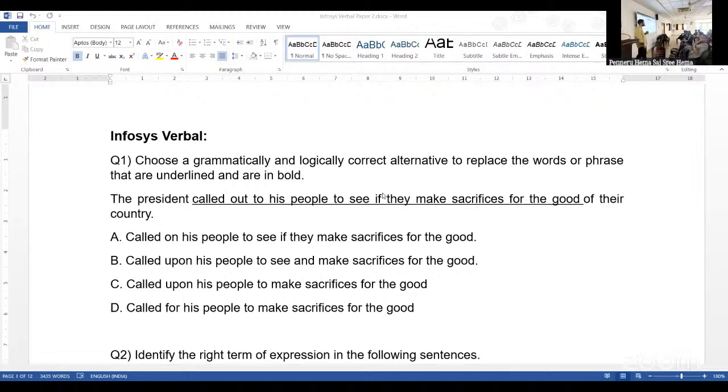A is the answer. Why not called upon? No answer. Upon is also a preposition, on is also a preposition. So usually the given sentence is giving a positive tone or negative tone. Positive tone, right? So called on means it is more in a requesting sense. When we say called upon, it is in a negative sense. So that is the reason we use called on his people to see if they make sacrifices for the. Got it?